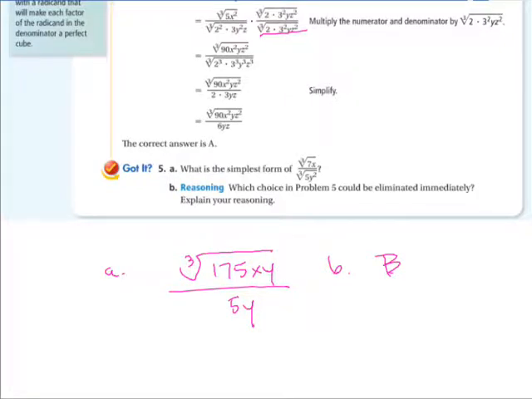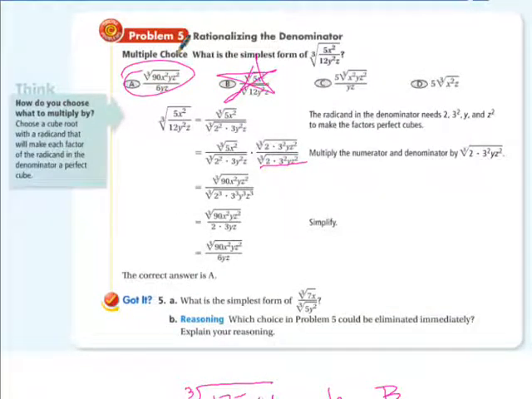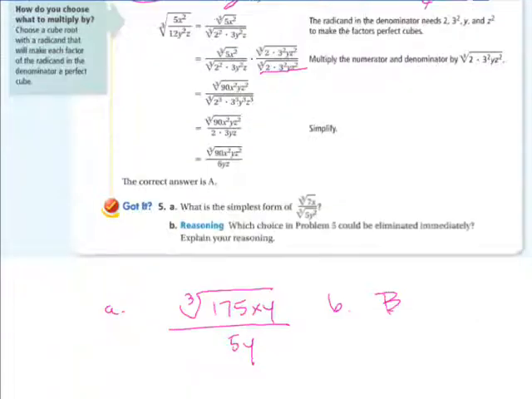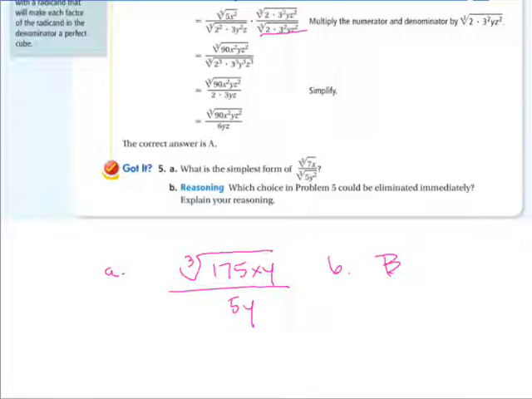We also could have eliminated D immediately because there's no y in that expression. So right off the bat, we can eliminate B and D. That is it for the notes today. Make sure that if you didn't get those problems right, you try them again. If you still don't get them, you make note of it, and we'll go over them in class.